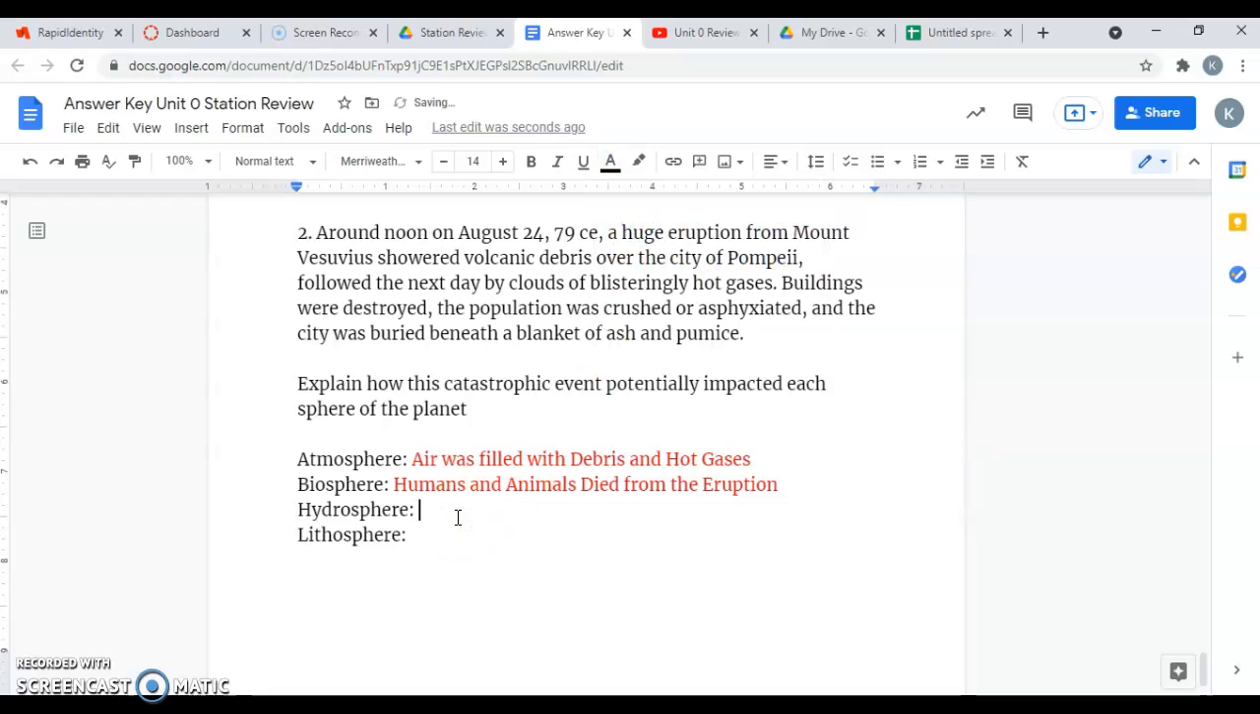The hydrosphere is water. So it doesn't say particularly in here what happened to the lakes and rivers that were close by, but we could probably assume that they got contaminated with ash. Okay, so waterways were likely contaminated with ash and debris.